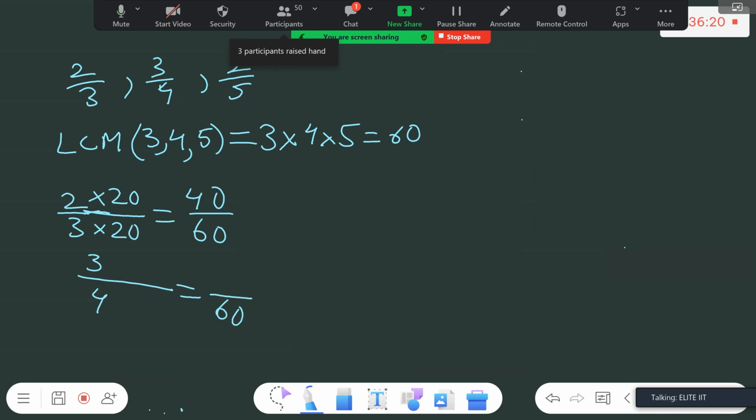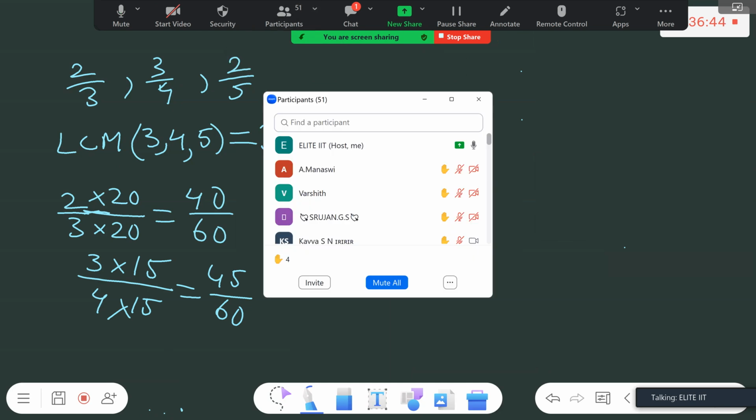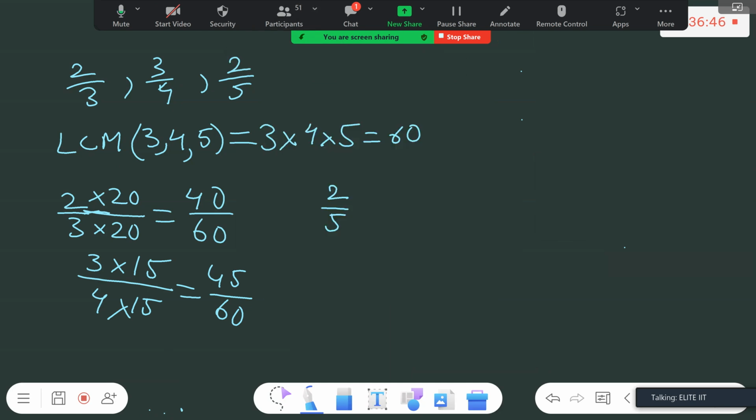Next, convert this. 60 divided by 4 is what? 15, isn't it? So I have to multiply 4 with 15, and also in the numerator I have to multiply 15. And 2 by 5, how can I make it 60? 5 into 12. So 2 into 12, 24 by 60.